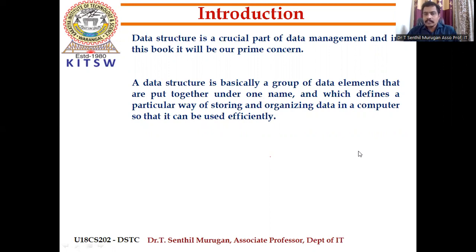Data structure is basically a group of data elements put together under one name. For example, a student name list: roll number, serial number, name, and many details are collected together, and we simply say one name, that is the data structure. It should be in proper order, and how we store this data in the computer belongs to data structure.